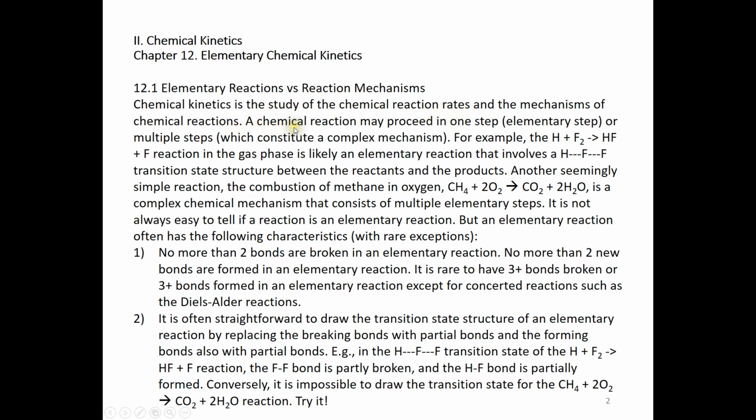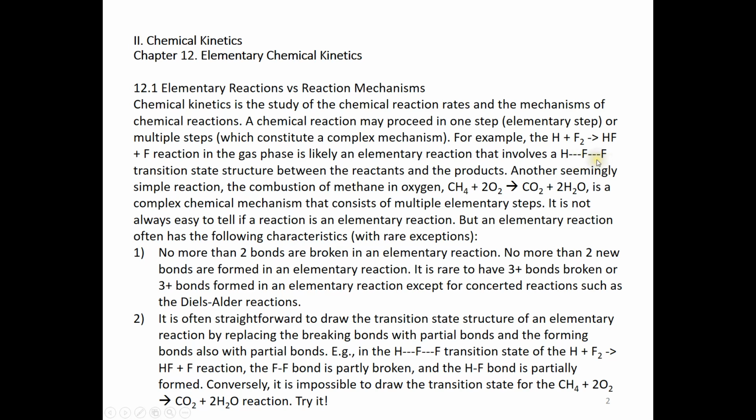A chemical reaction may proceed in one step, a so-called elementary step, or in multiple steps, which constitute a complex mechanism. For example, this reaction between hydrogen and fluorine in the gas phase is likely an elementary reaction. The hydrogen may attack one of the two fluorine atoms and form a transition state with a partial bond between the hydrogen and the fluorine. Also, the fluorine-fluorine bond is partially broken, so we have a transition state structure with two partial bonds.